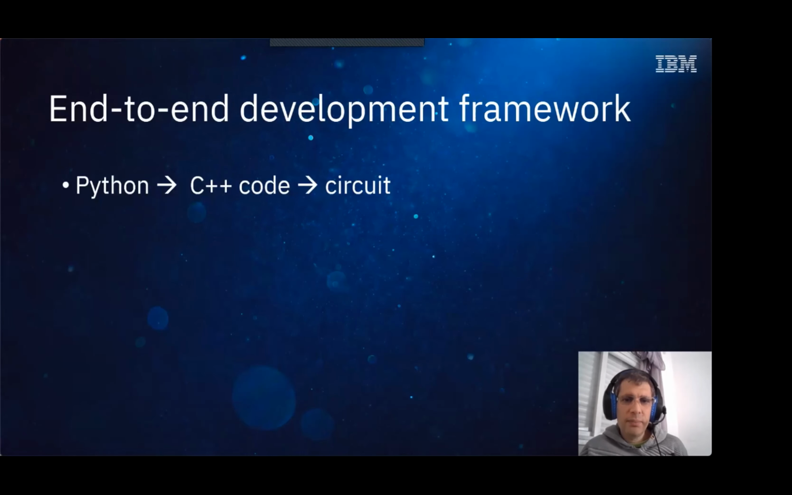And there are some end-to-end platforms that help developers do that. Developers can write code in Python, and it will be converted into C++, and the C++ code will be converted into a circuit, and the developer can intervene at every step and change the code that the compiler generated, or write his or her own code.